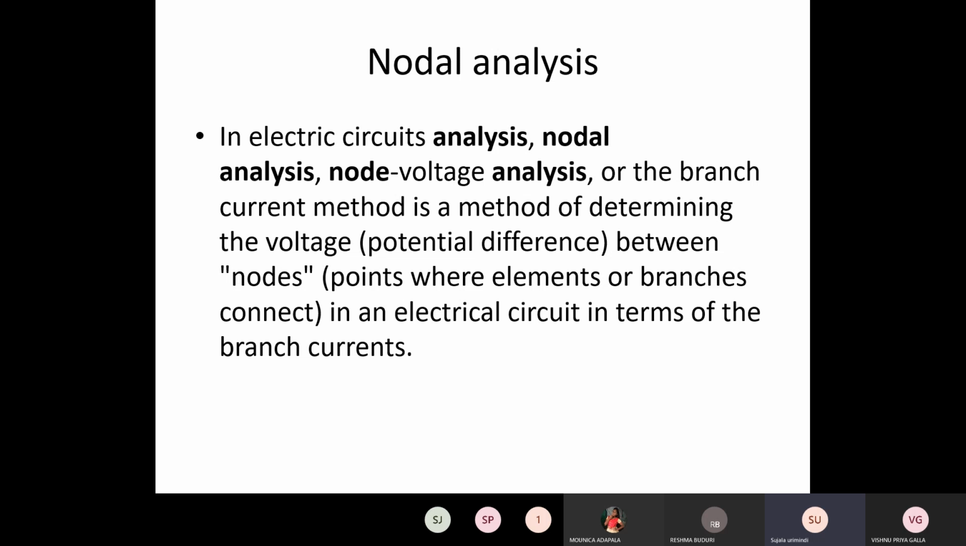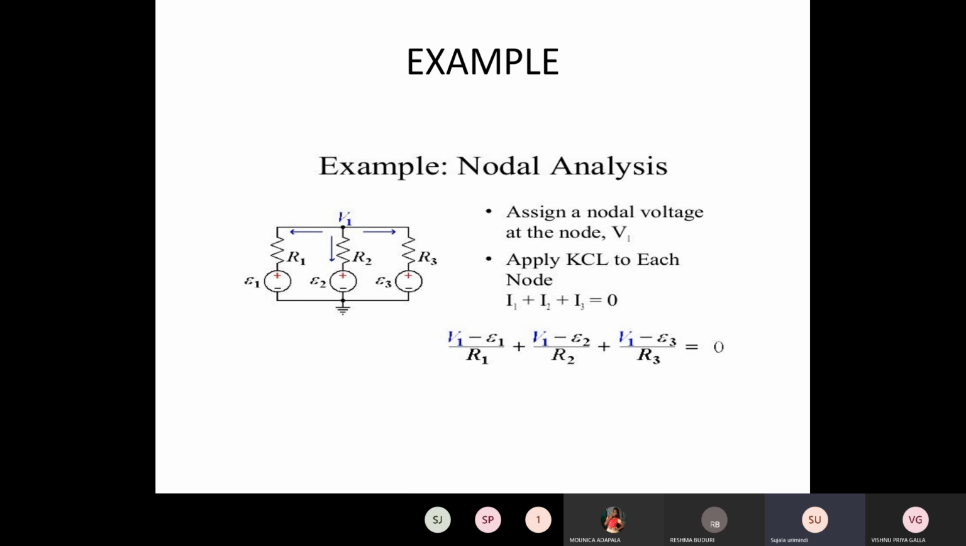The algebraic sum of the currents is equal to 0, or the sum of the currents entering is equal to the sum of the currents leaving. This is called nodal analysis. Why is it called nodal analysis? Because it belongs to the node, that means two or more points meet at one point. Loop analysis starts at one point and returns back to the same point. This is called the nodal analysis.